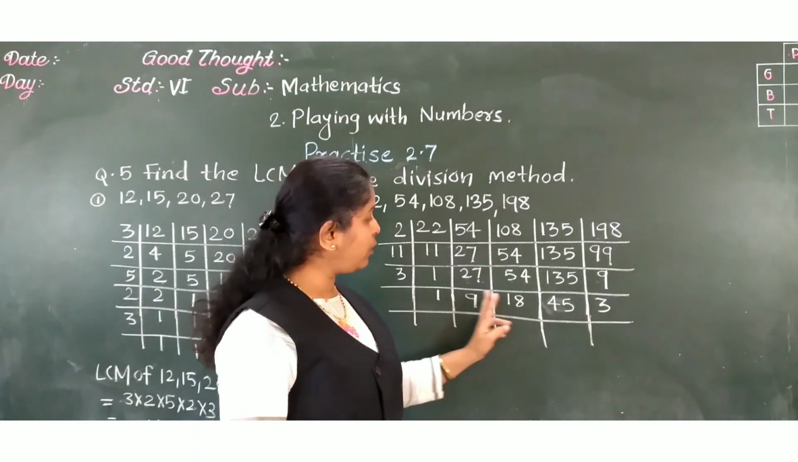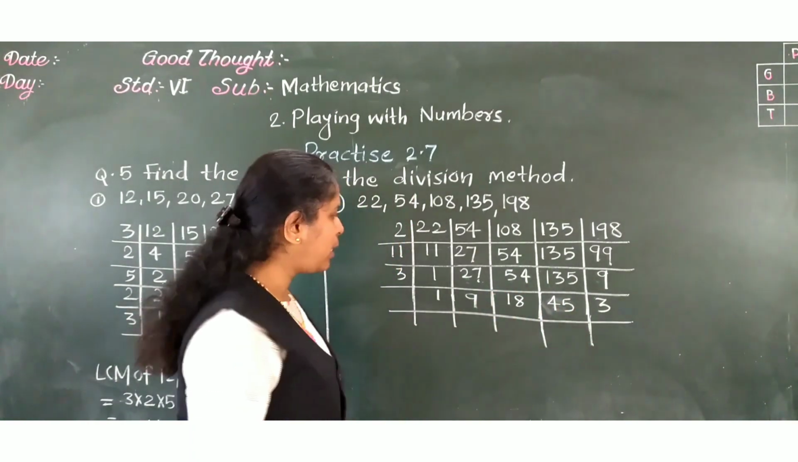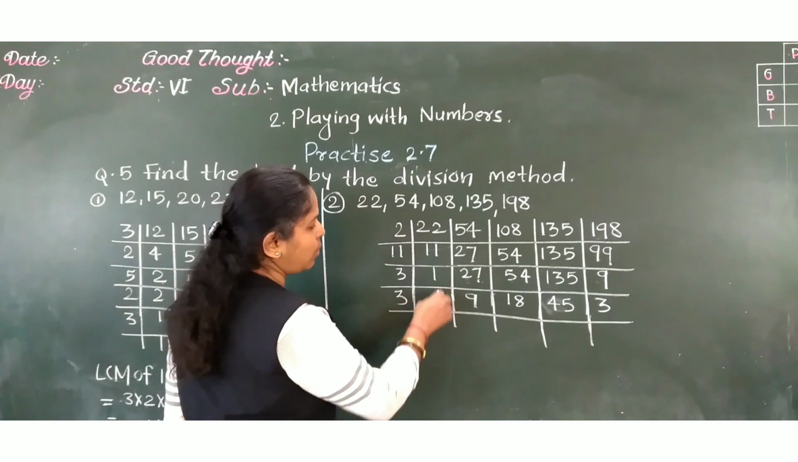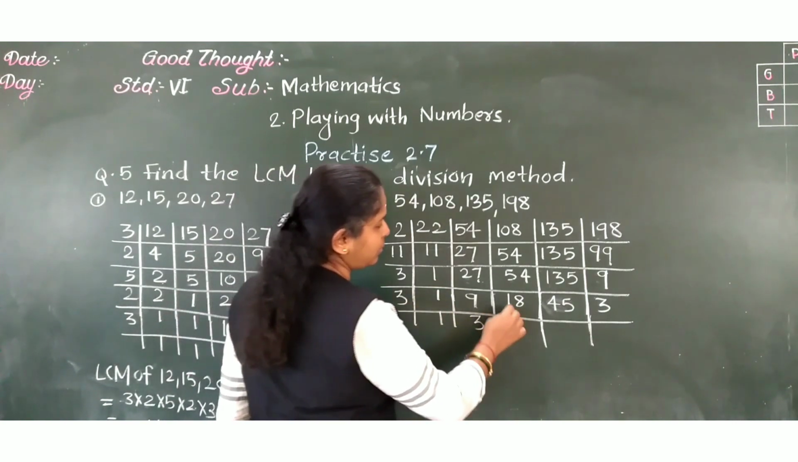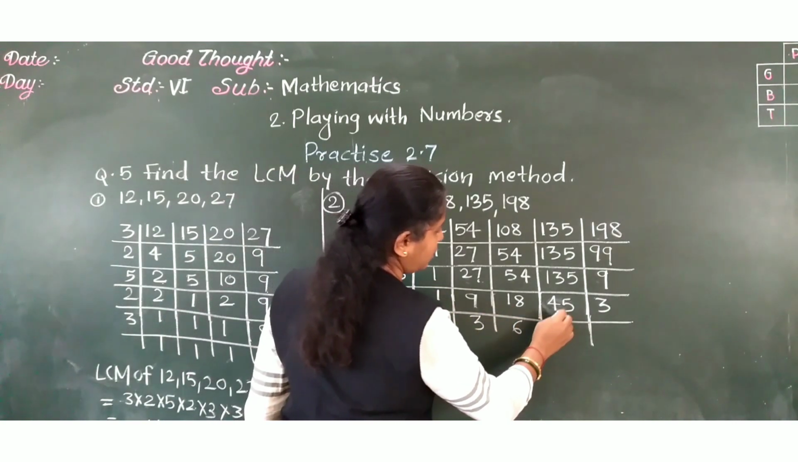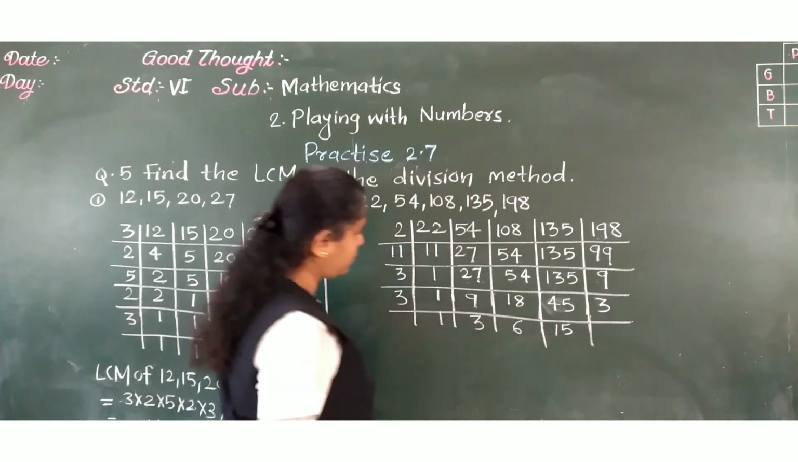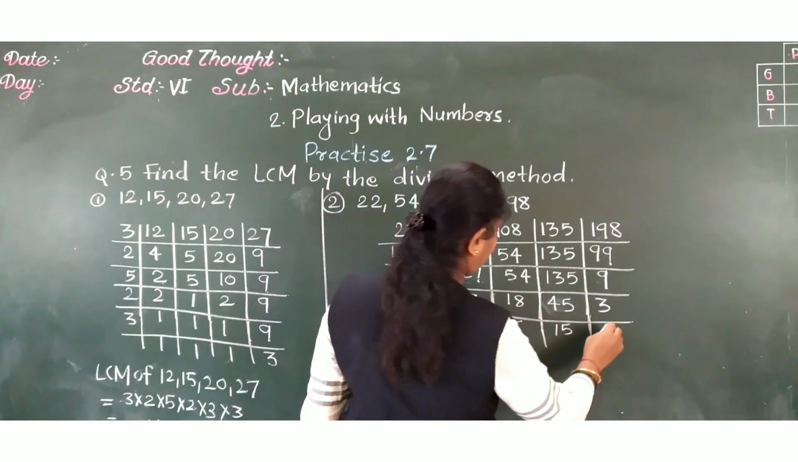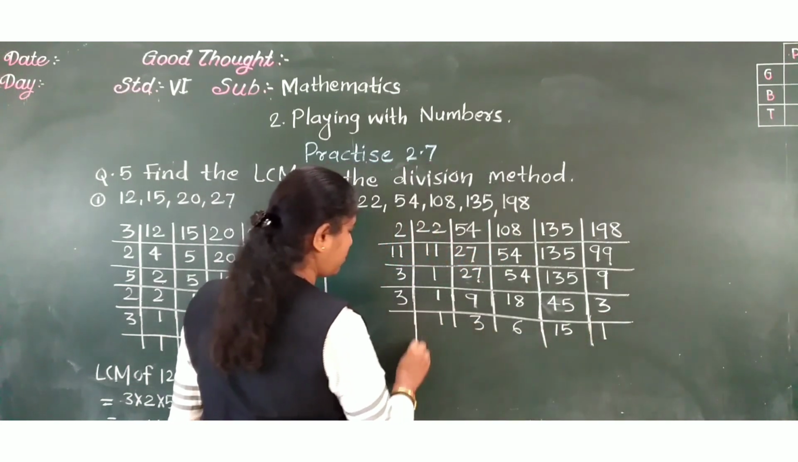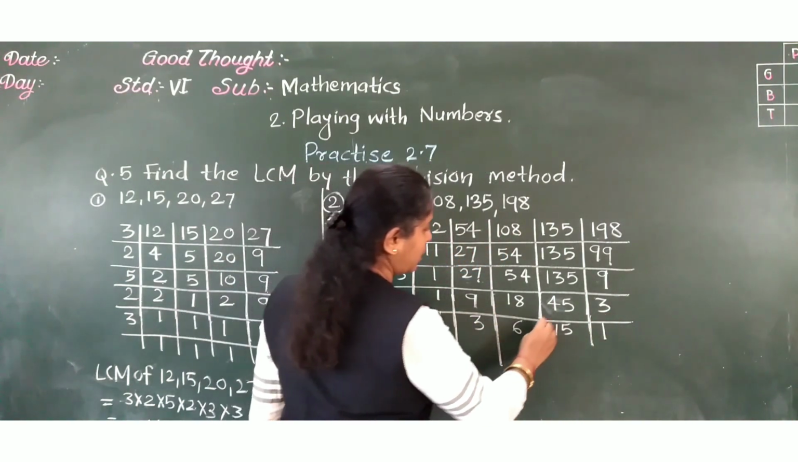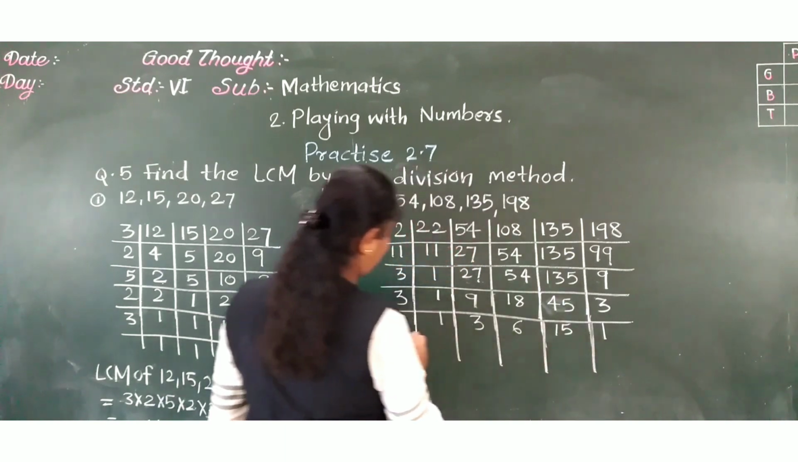Now again if you look at the numbers, they are divisible by 3. 1 write as it is. 3 3s are 9. 3 6s are 18. Then 3 15s are 45 and 3 1s are 3. Again see, remaining numbers are divisible by 3.